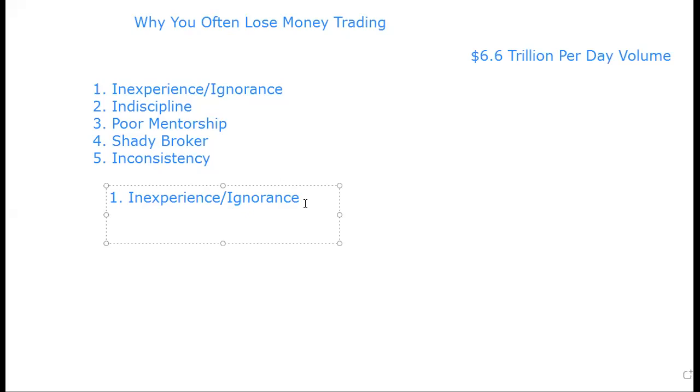So when we talk about inexperience or ignorance, I saw that someone mentioned that emotion is the reason. I'm going to show you where emotion falls into. Emotion is not a point on its own. There is something that causes emotions when trading. There's a reason why people have emotional trades. So emotion by itself is not enough of a reason to itemize it as a reason why people lose money trading. I'm going to show you where that falls into.